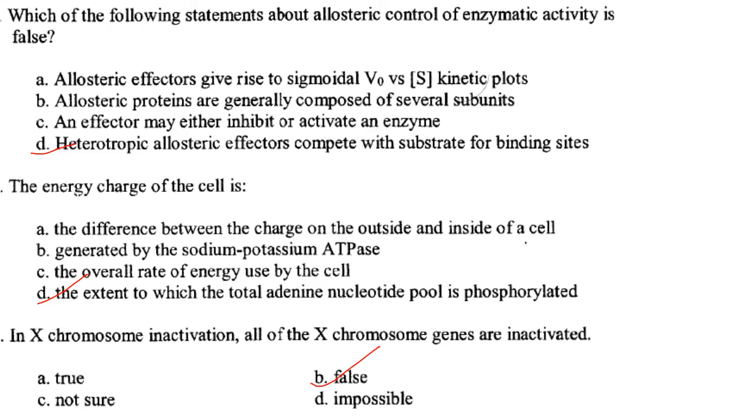In X chromosome inactivation, all of the X chromosomes are inactivated. Is it true or false? It is false. X inactivation is a process by which one of the copies of the X chromosome is inactivated in a female mammal. So answer is option B.